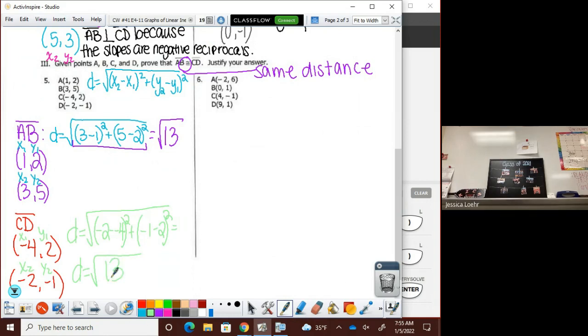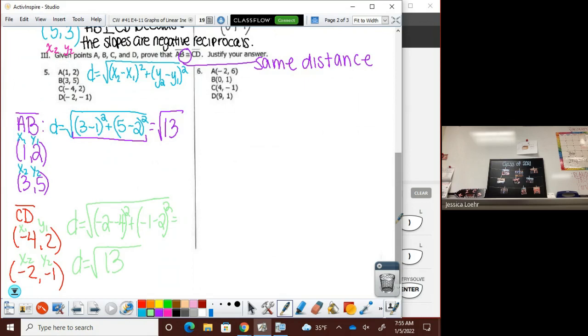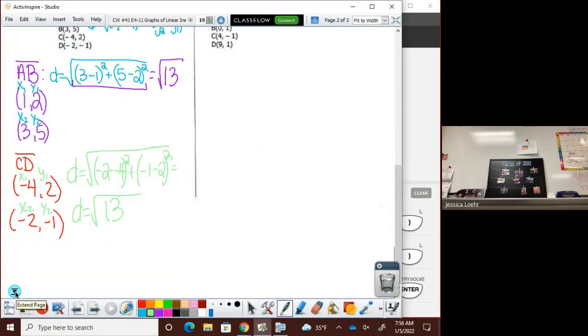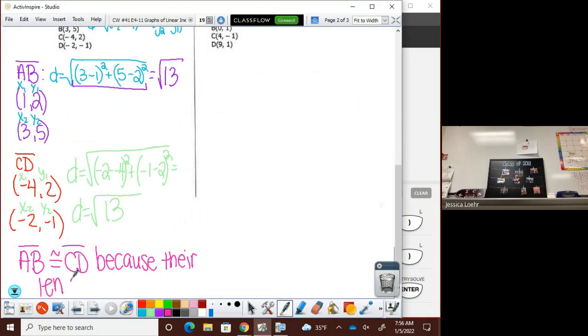If you got anything other than 13, you know you're wrong because you're proving they're congruent. They're already telling you that they're congruent. So now your sentence is going to be: AB is congruent to CD. That's what they were asking me to prove. Because their lengths are equal. Or you can say congruent.